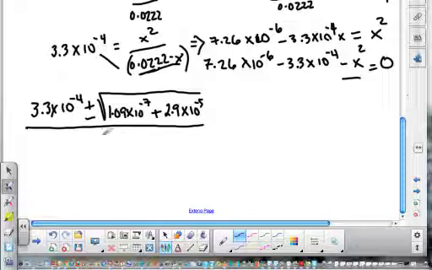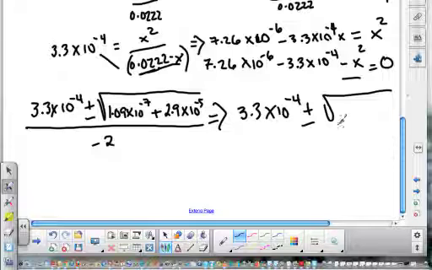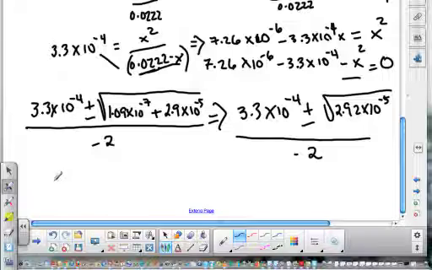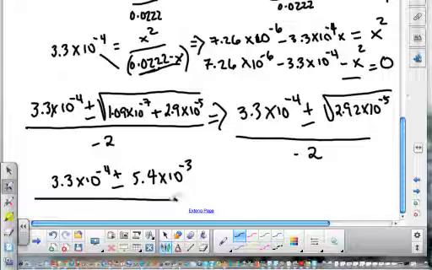A is negative 1. All right. Solving for what's under the square root, but not doing the square root yet. Trying to do it step by step here. Plus or minus the square root of 2.92 times 10 to the negative 5, still divided by negative 2. All right. Taking the square root, 3.3 times 10 to the minus 4, plus or minus 5.4 times 10 to the minus 3, divided by negative 2.